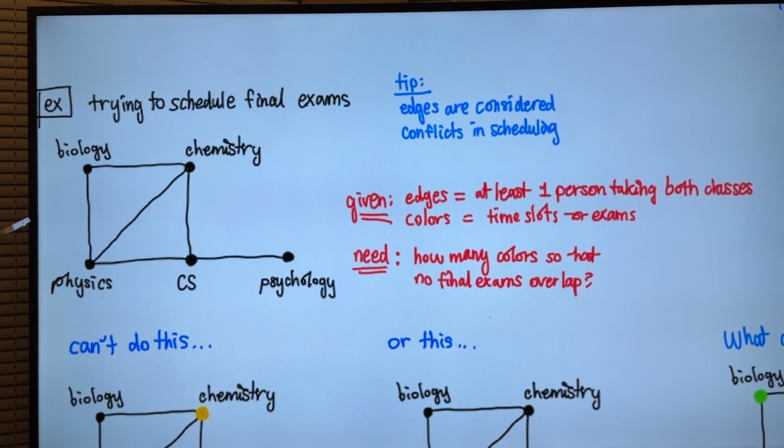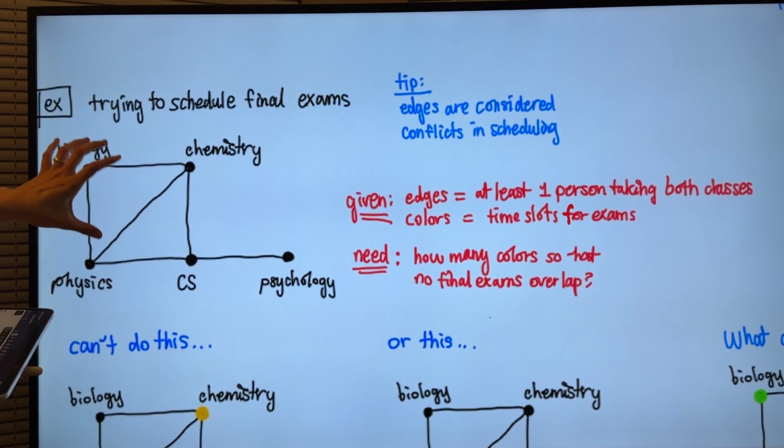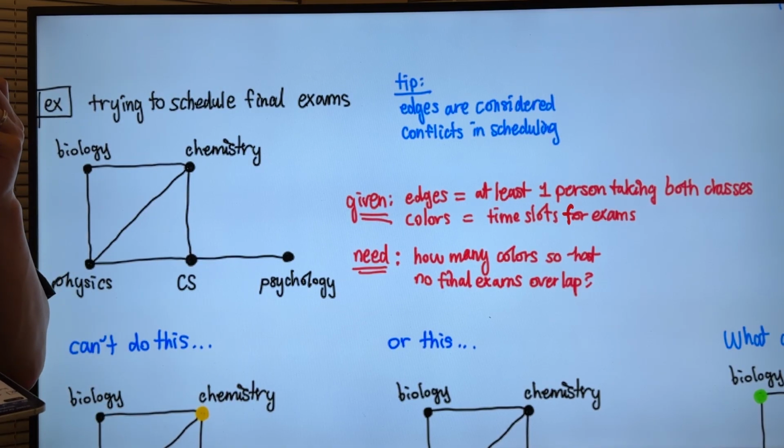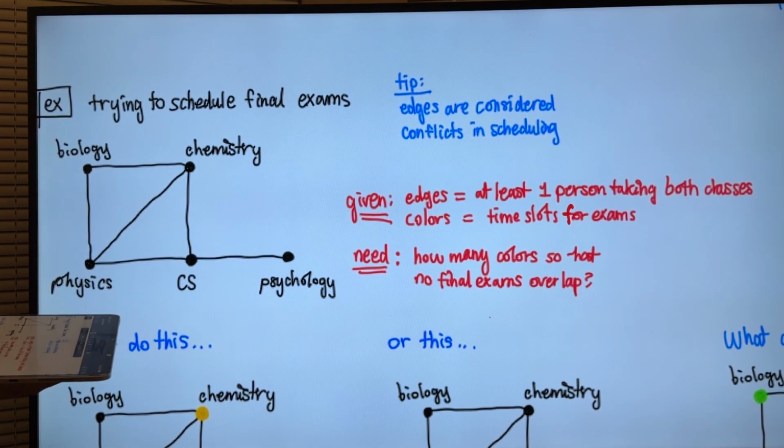Okay. So given this graph, what we need to know is how many colors we need so that no final exams overlap. Because let's be honest, let's say you had hundreds of colors, hundreds of time slots that you could use, right? But you probably only want to find the smallest value that you need. You don't actually want to use 100 different time slots for final exam scheduling. You want to use the minimum that will work, okay?